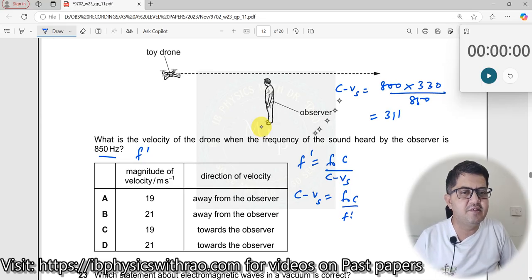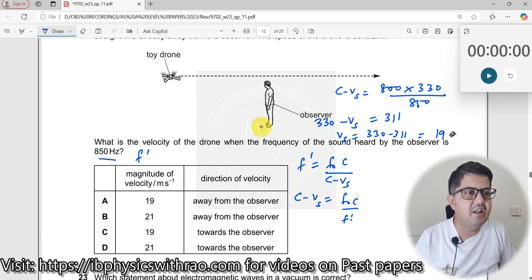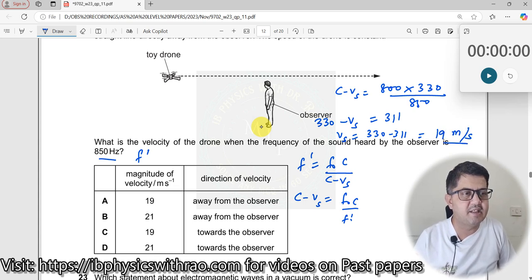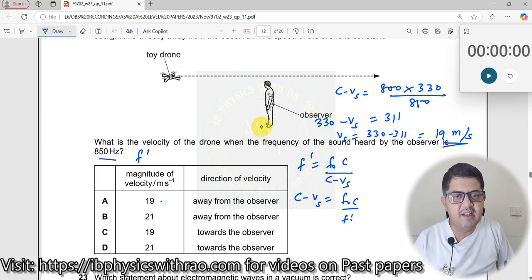311 over here. What is C? C is 330. 330 minus V source equal to 311. V source should be 330 minus 311, which is around 19 meter per second. So 19 meter per second.